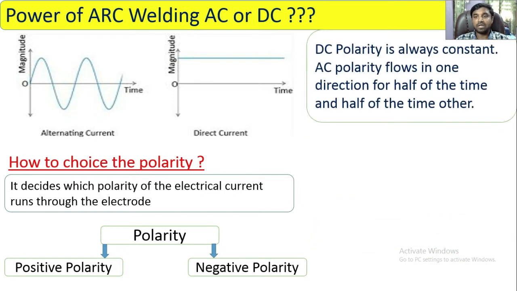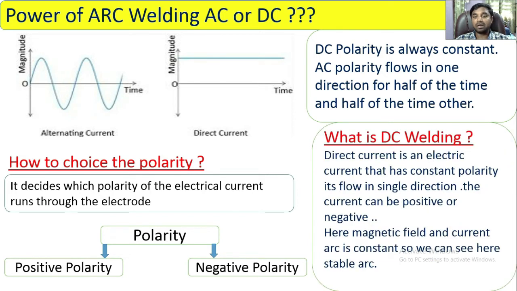Now DC polarity is always constant. AC polarity flows in one direction for half of the time and the other direction for the other half. So you know the DC polarity is always constant, in one direction only, and the AC polarity flows in one direction for half of the time and the other half of the time the other. So now we'll go to the definition.